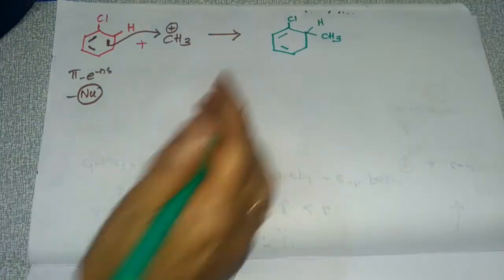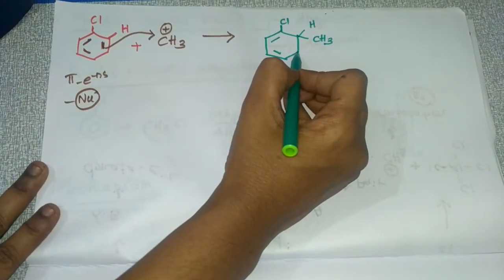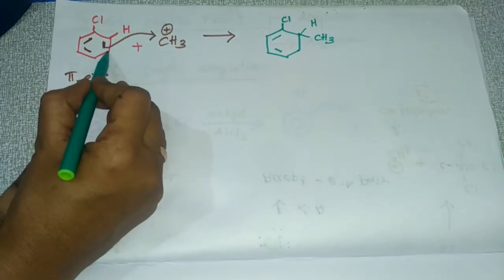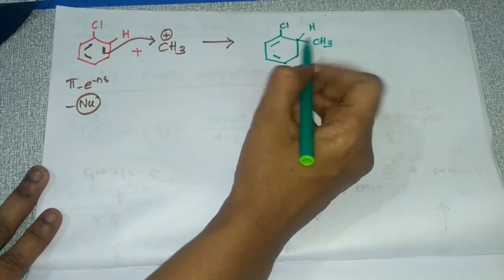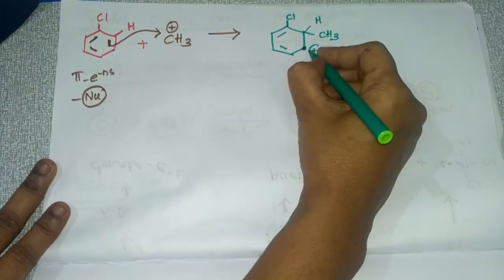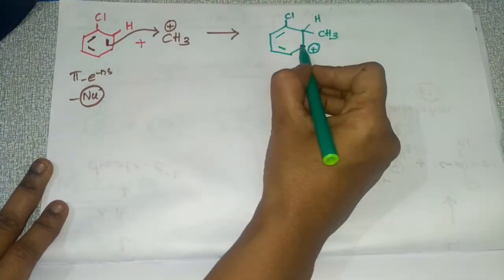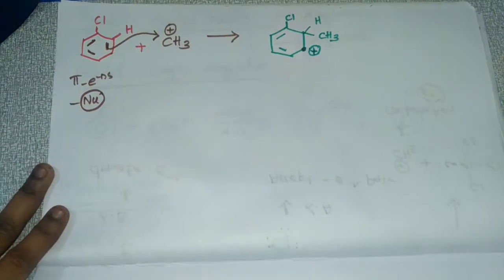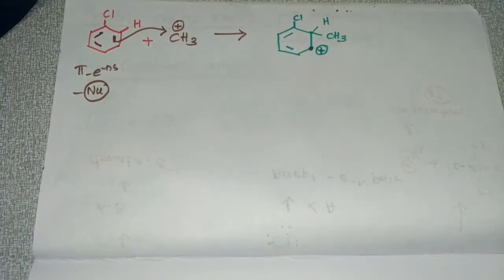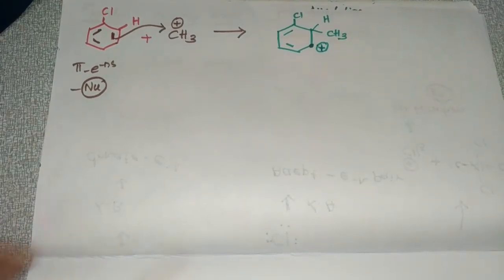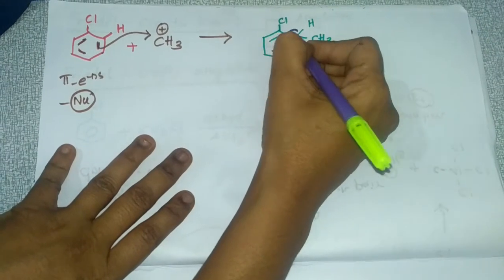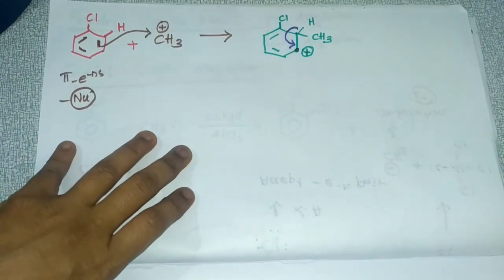From this carbon atom only, the electron pair is taken. So what about the charge of this carbon atom? This will become a positive charge. Then the electrons from this will be attacked by this carbon.